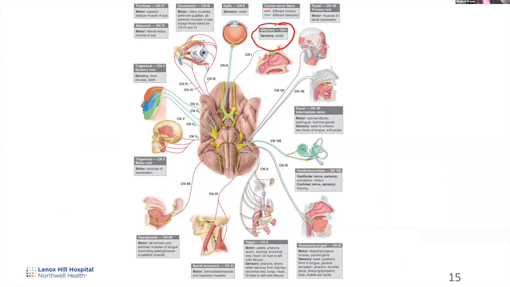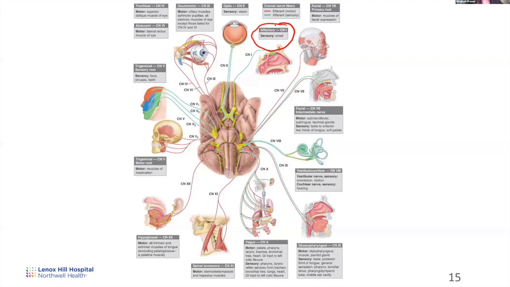It comes from the brain and goes directly into your nasal cavity. We're not going to go into the anatomy of the nose because that would be very complicated. But the nerves in your nose pick up the scent, and then relay the information back to your brain via this nerve, cranial nerve 1.